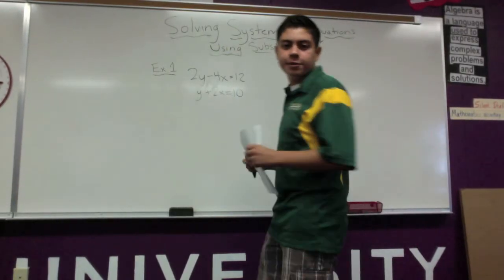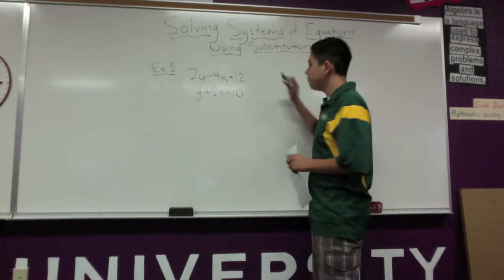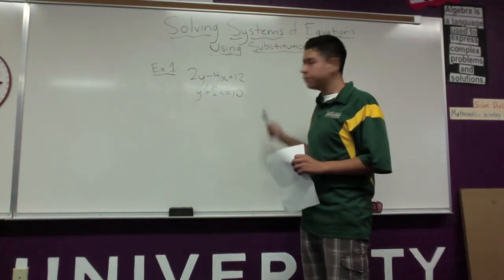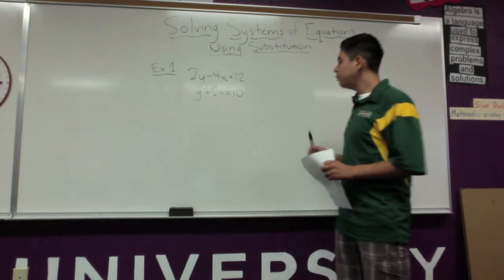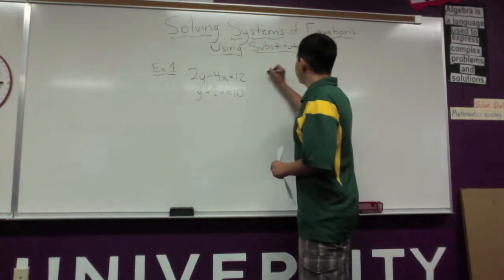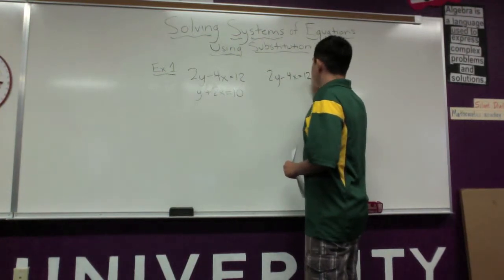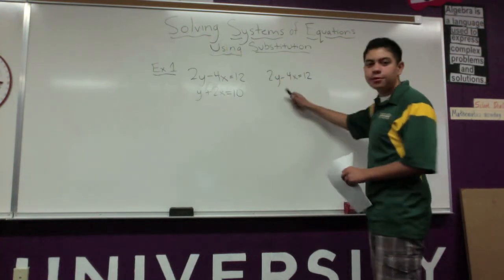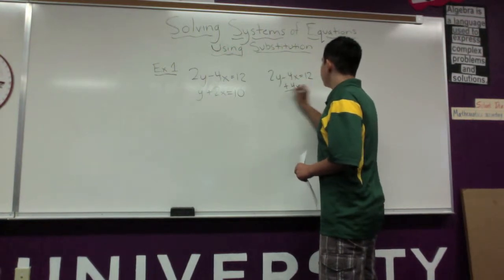All right, here's the first example for solving systems of equations using substitution. The first example is 2y minus 4x equals 12, and the second equation is y plus 2x equals 10. So we need to find the values of x and y. First, let me rewrite this: 2y minus 4x equals 12. Then you want to try to isolate y so you can find one equation. So plus 4x on both sides.